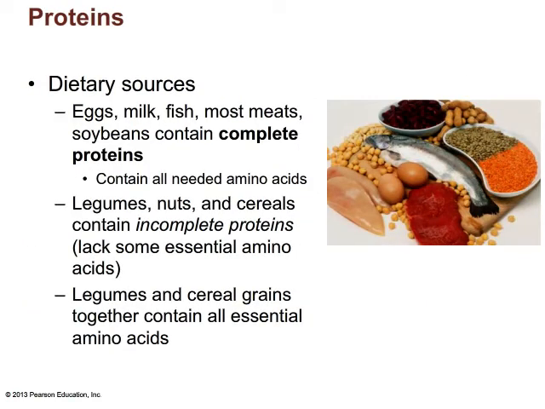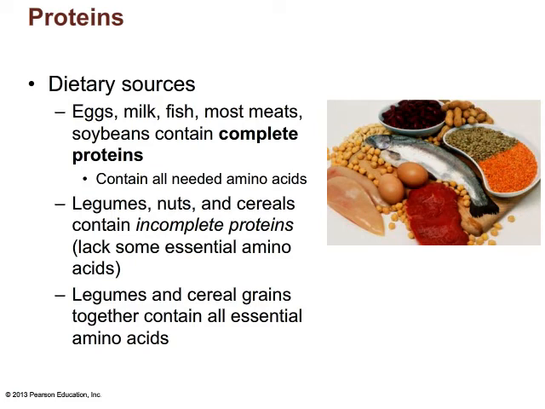Okay, on to our next macromolecule, which are the proteins. Remember, proteins are made up of amino acids. And so the dietary sources for proteins are things like eggs, milk, fish, most animal meats, as well as soybeans. And we call these complete proteins because they contain all of the essential amino acids needed by the body in order to synthesize its own proteins.